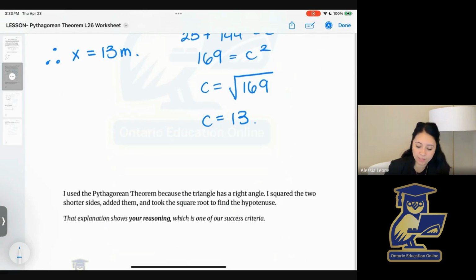At the bottom there, it says that explanation shows your reasoning. And that is one of the success criteria in any math question. If it's asking for you to explain your reasoning, it's asking you to use words in a sentence to explain the steps you did with numbers.